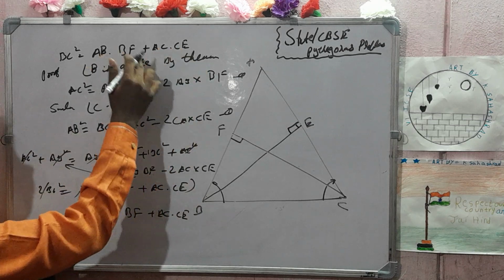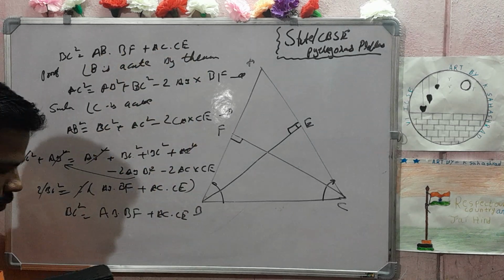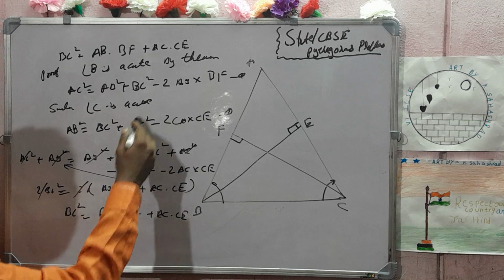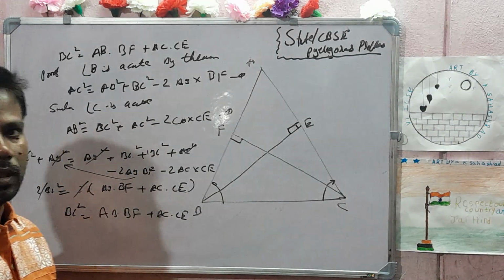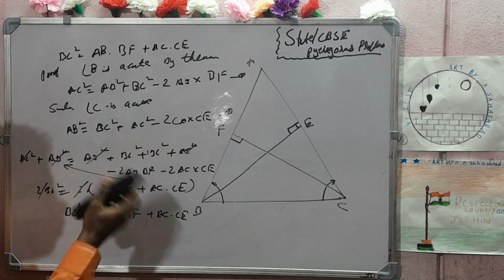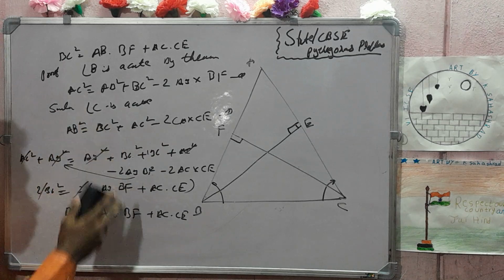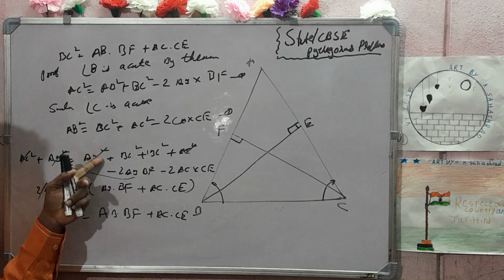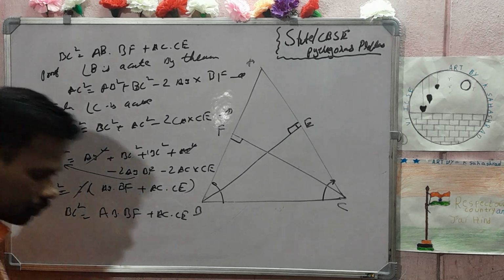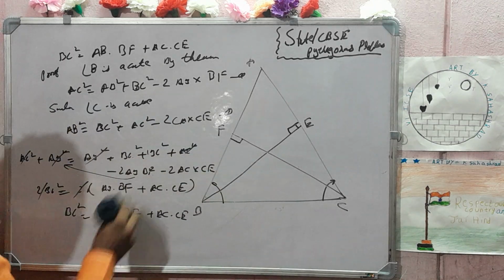So AB into BF is equal to AC into CE. Just apply that theorem, you will get the result. Very simple, nothing confusing. No construction is required, nothing. Just you have to remember the previous two, the theorem of acute angle based on Pythagoras, then the problem follows. Next one.